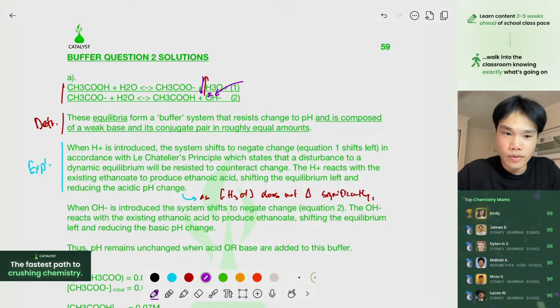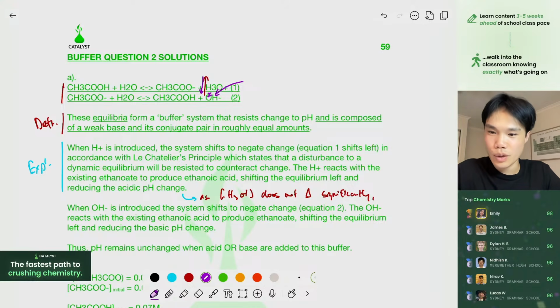Okay, any questions there? Buffers, are we happy to move on to back titration? Questions, anything at all? Can be the smallest question, happy to answer anything.